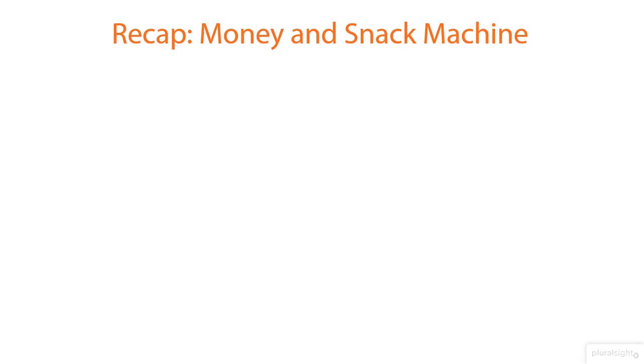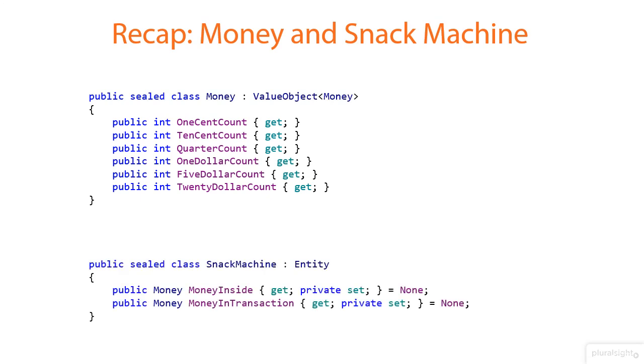In the previous 3 demos, you saw how we implemented our first version of the money and snack machine classes. Note that we kept the money value object immutable. Whenever we needed to perform such operations as addition or subtraction, we created a new instance of the class without changing the existing ones. The snack machine entity, on the other hand, is mutable. Mutability is an inherent trait for all entities. They change their state throughout the lifetime while maintaining immutable and unique identity.